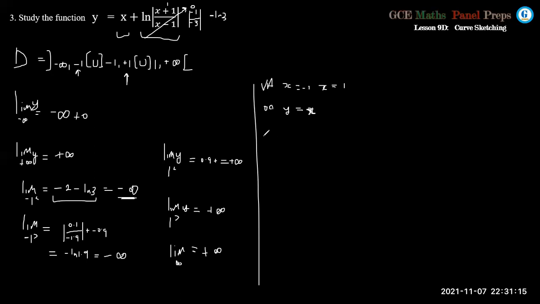Now the intercepts. If x is equal to 0, what will y be? Y will be equal to 0 plus 1 over, so it will be 0. So y will be 0. It means that we have the origin (0, 0) as an intercept.